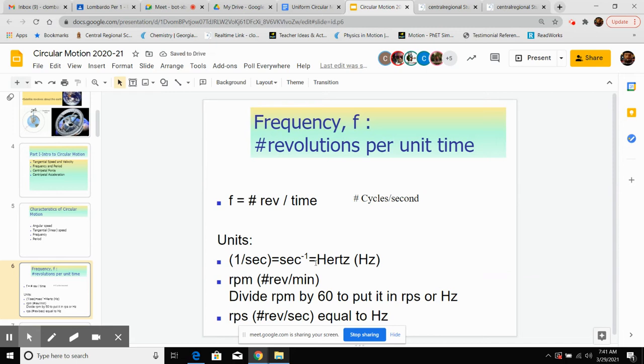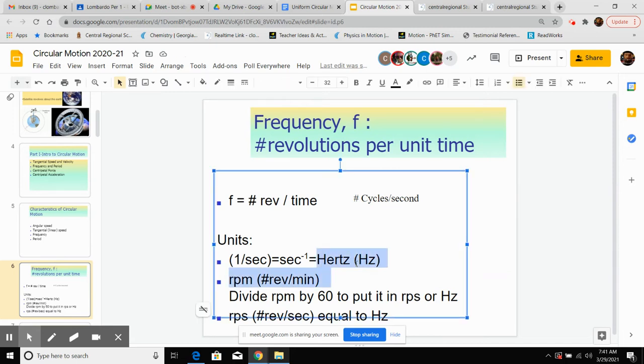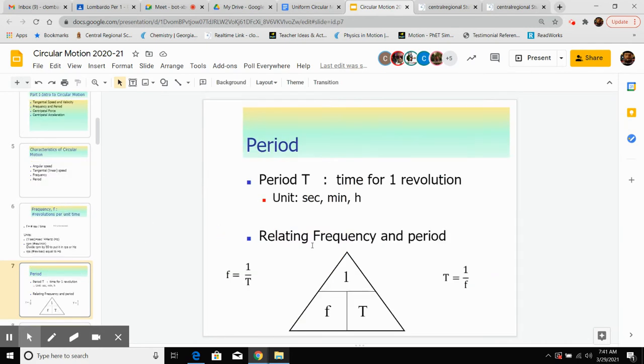So the unit that we're going to use most often is called hertz. It is basically the number of cycles completed per second. You can sometimes see things as RPMs, but we really don't want it in RPMs. We want it in revolutions per second or rotations per second, whatever it is per second. So if you have something in RPM, divide by 60 to put it into hertz, abbreviated capital H, lowercase z.